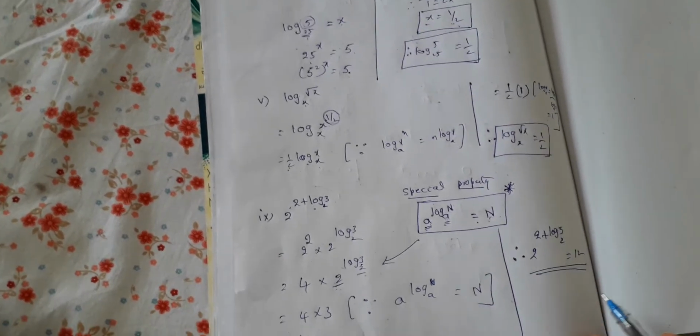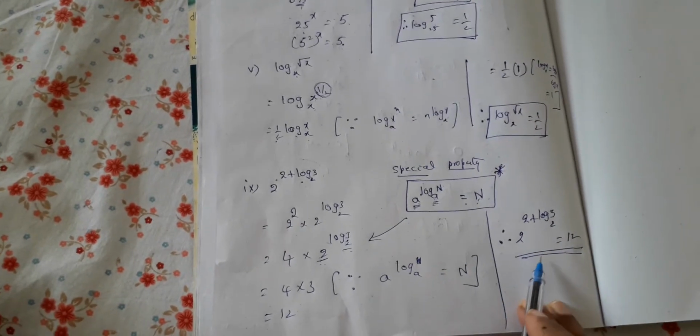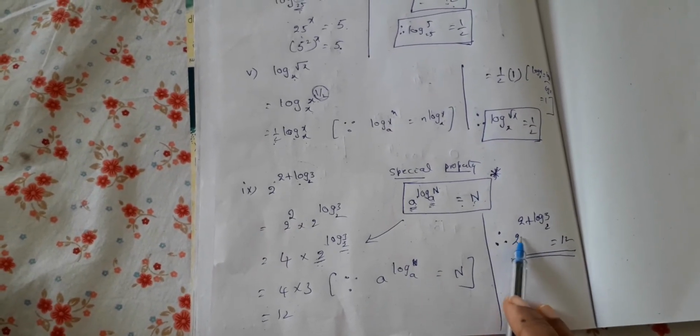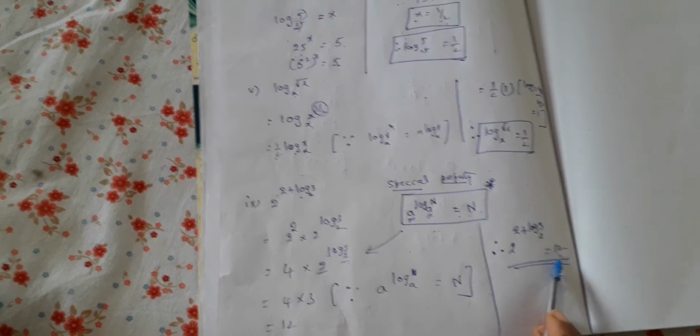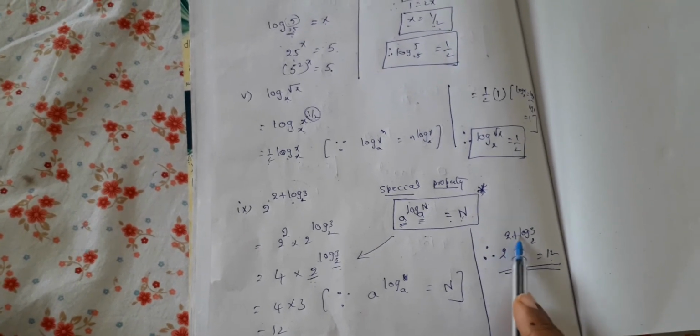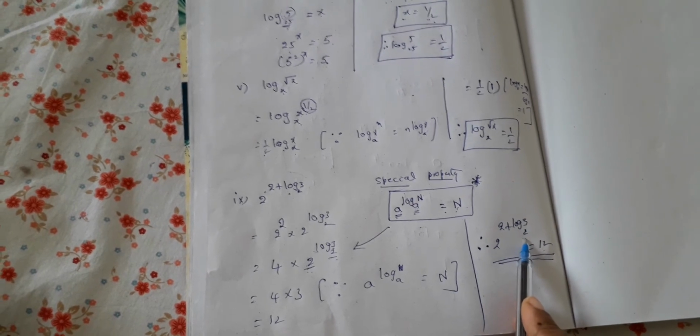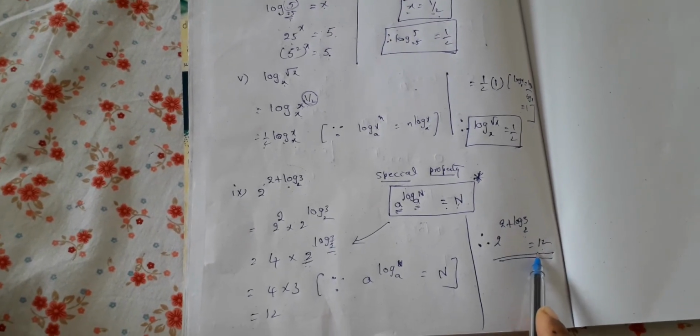See the beauty. Normally, it is very difficult to understand to what power 2 can be raised in order to get 12. Right? So 2 is raised to a power of 2 plus log 3 base 2. Thus we will get this to be 12.